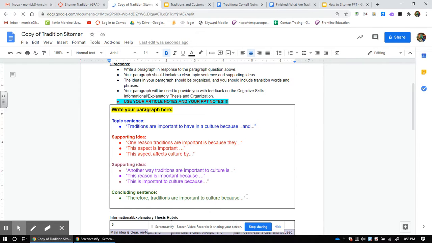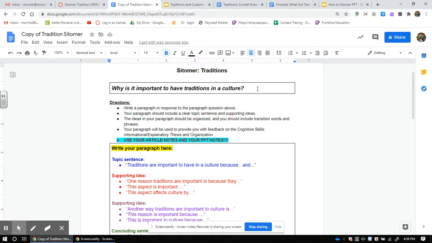Well, you are going to plug in the information that we've been doing for the last week and a half on traditions. You're going to be using your article notes that we annotated. You're going to be using your PowerPoint notes that we annotated, and you're going to plug your information into here to make a comprehensive paragraph of research answering a question. What question, you might ask? Well, it says right here: why is it important to have traditions in a culture?